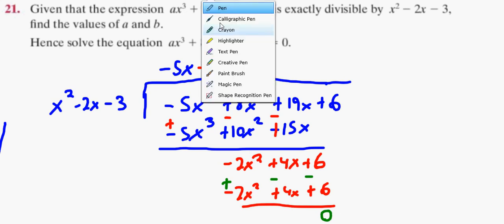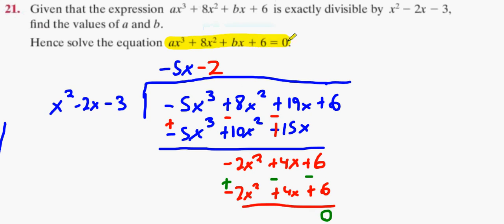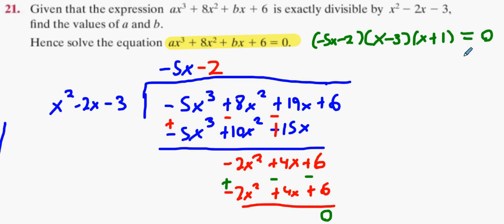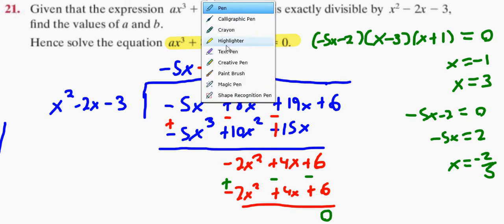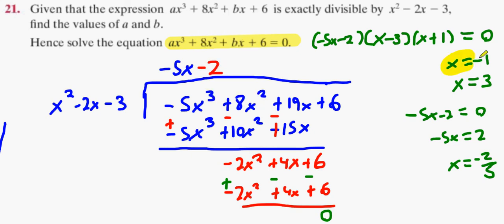Now, what am I saying this is? I'm saying it's the same thing as minus 5x minus 2 multiplied by, remember we broke this up earlier? It was x minus 3, and we're saying all that equals 0. We're now going to say x equals minus 1, x equals 3, minus 5x minus 2 equals 0, minus 5x equals 2, x equals minus 2 over 5. So our three answers will be in yellow here, 1, 2.